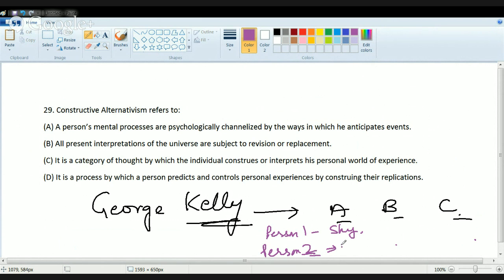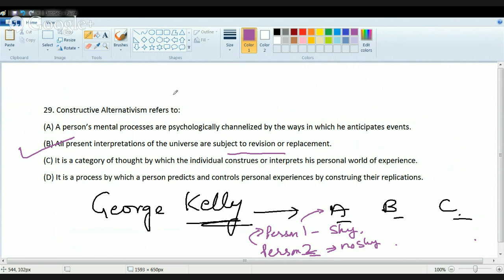For example, person 1 says about A that he is very shy, but person 2 says no, sorry, he is initially shy, but if you talk to him for say 5 minutes or 10 minutes, the person would start to talk very nicely and open up. Okay, so then person 1, after talking to A for 5 minutes, might feel that what person 2 was saying is correct. A is opening up with me and now he is much more friendly with me. He is not that shy. Okay, so what is happening is there is subject to revision and replacement. So all interpretations are open in the universe and these are subject to revisions or replacement. So B is the correct answer for this.